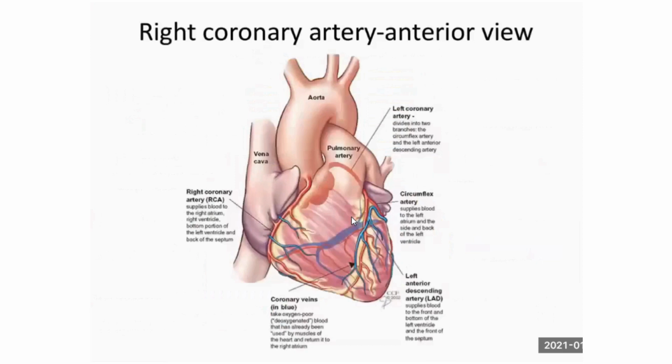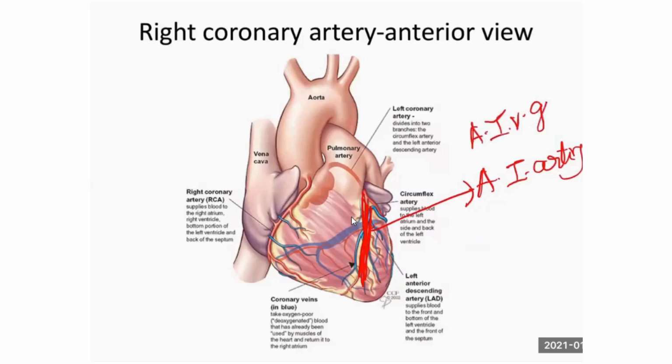Can you able to see this one? This artery is the anterior interventricular artery. The name of the groove is the interventricular groove, so the artery is the interventricular artery. The right coronary artery is lodged in the coronary sulcus.